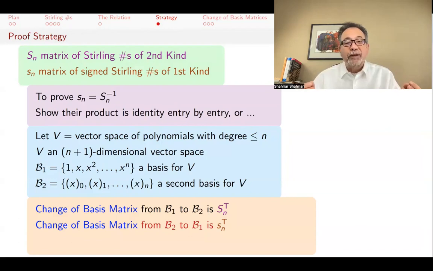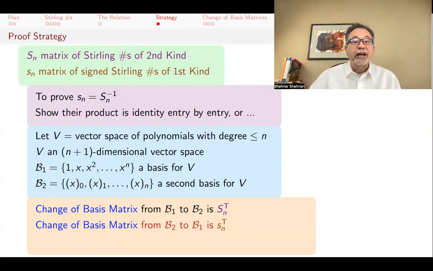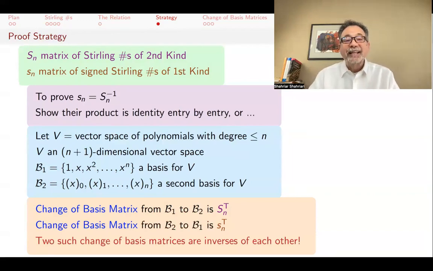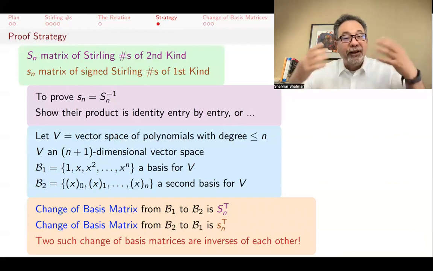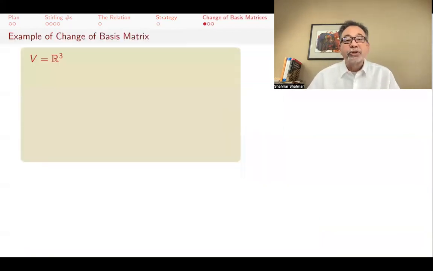And if you have two change of basis matrices, from one basis to the other, and then from the other back to the first one, again, linear algebra tells us that these are inverses of each other. So capital S transpose and little s transpose are inverses of each other. But then if you take the transpose of that, then that means that the matrices of Stirling numbers are inverses of each other also, and we will be done. Okay, so that's quite an interesting story.